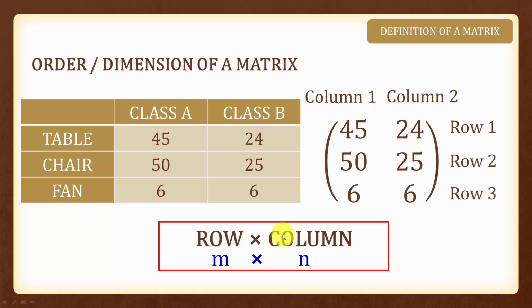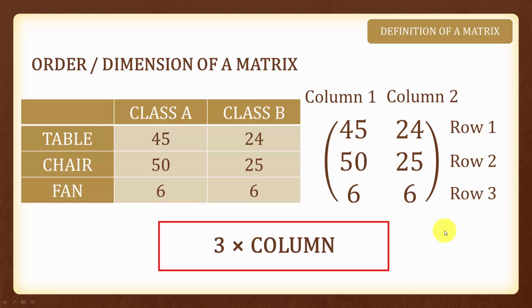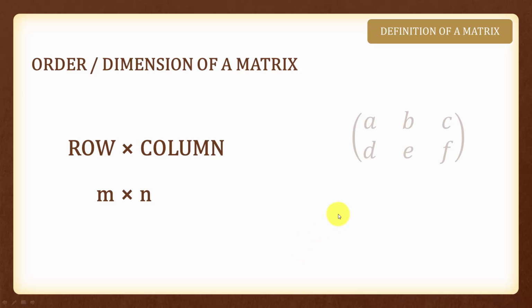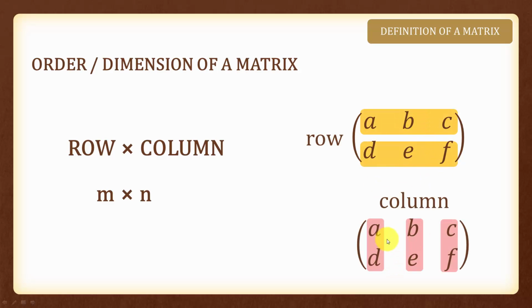And hence in this case you have 3 rows: 1, 2, 3. And the number of columns is 2: 1, 2. And the order of this matrix here is 3 by 2. Now, what is the order of this matrix here? There are 2 rows and 3 columns, and hence the order of this matrix is 2 by 3.